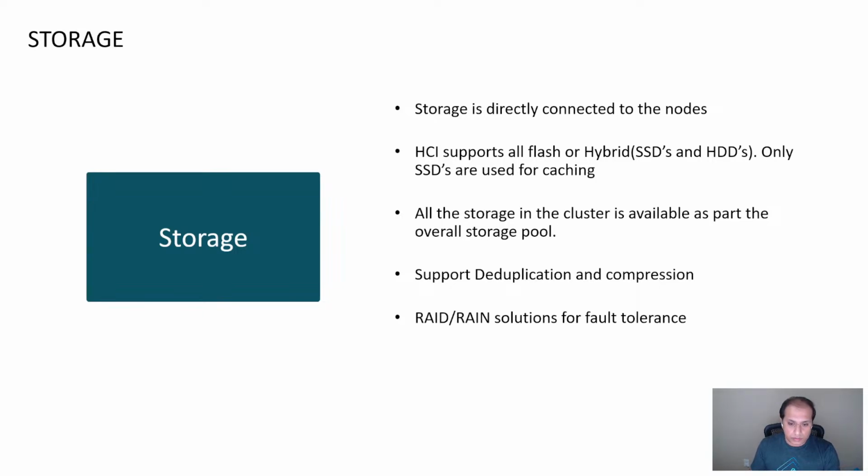HCI solutions will also support RAID and RAIN. RAID is a redundant array of independent disks, and RAIN stands for redundant array of independent nodes. As I mentioned, in case of HCI, whenever data is written to the hard disk, the same copy is also available on another node in the same cluster. So even if one of the nodes goes down, you still have a copy available on another node. You can also set the redundancy or fault tolerance level. If you want to have 3 or more copies, you can keep those on multiple nodes. And if there's a node failure, you still have the data.